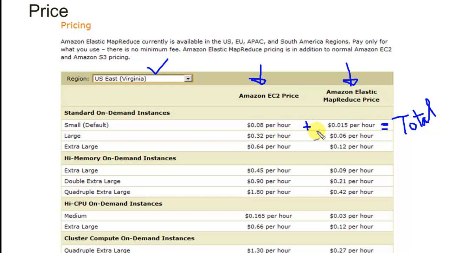0.08 per hour plus 0.015 cents per hour. Okay. So this is 8 cents, this is 1.5 cents. So it comes around 9.5 cents per hour. And depending on how big you need the MapR and what kind of a server, these prices are there.